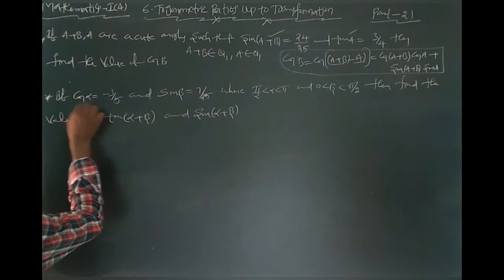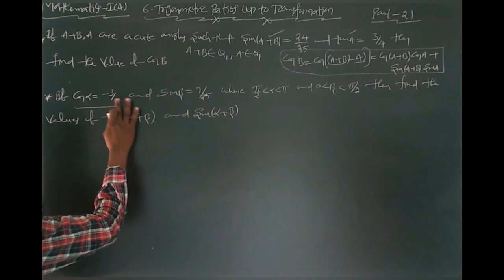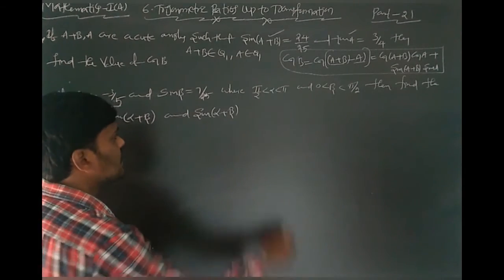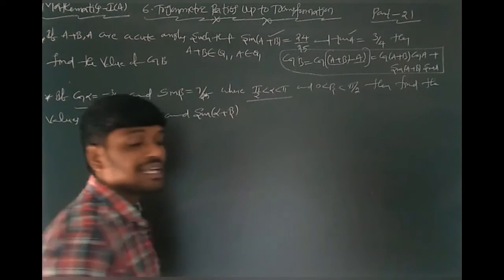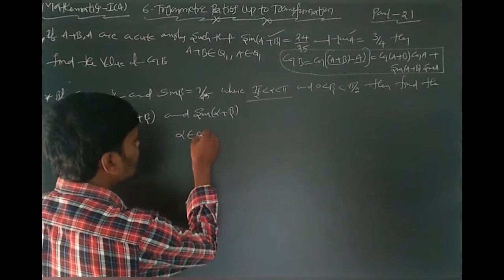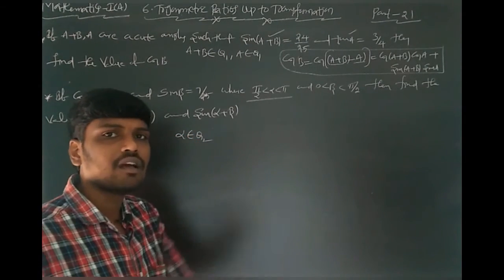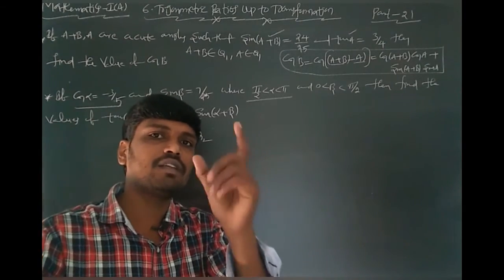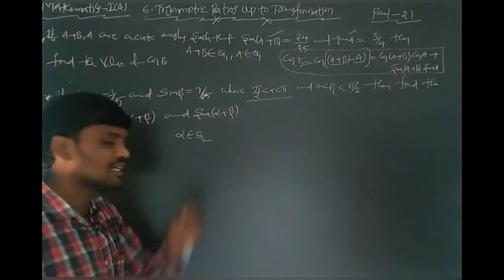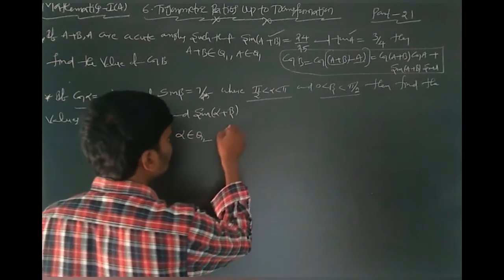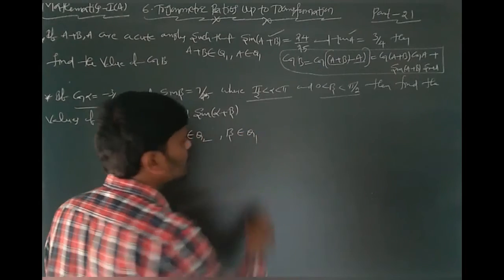Second one. Cos alpha equal to minus 3 by 5 and sin beta equal to 7 by 25. Here pi by 2 less than alpha less than pi. Nothing but alpha belongs to which quadrant? Pi by 2 means 90, pi means 180. 90 to 180 is the second quadrant. Alpha lies on the second quadrant. Next, beta lies between 0 to 90, nothing but beta lies on the first quadrant.